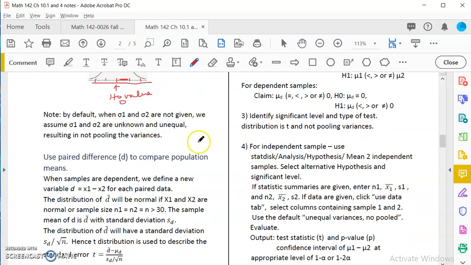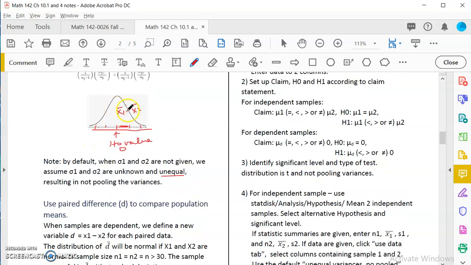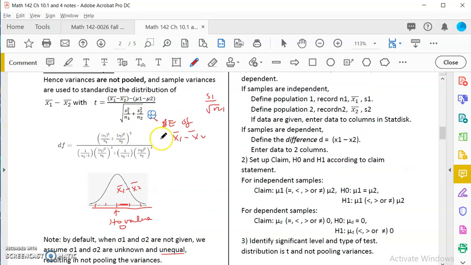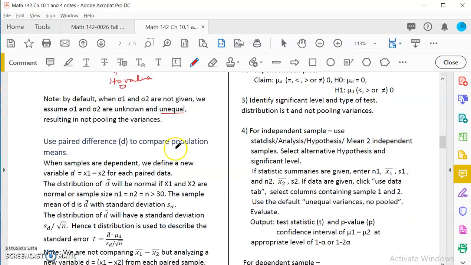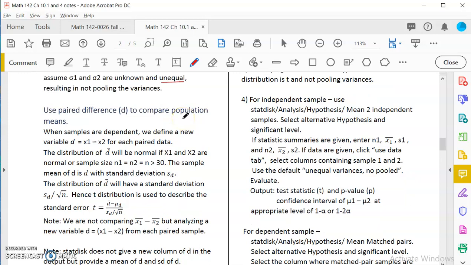So again, I'm going to put it here in the notes. By default, when sigma 1 and sigma 2 are not given, we assume that they are unknown and also unequal. If you want to test whether they're equal, you can do a hypothesis test of sigma, which is not covered in this course, but the software has a command available where you can compare them. If they're not equal and unknown, we would not pool the variances. That means we do not add the samples together like what we did for proportions. We just add the variances together. This is called not pooling the variance.